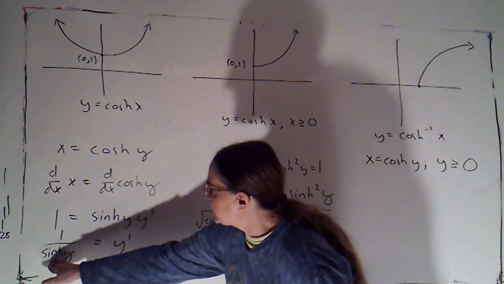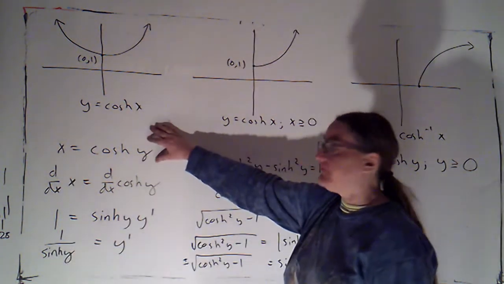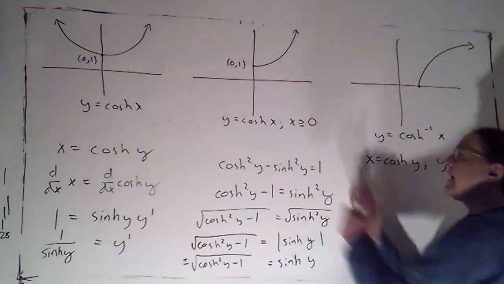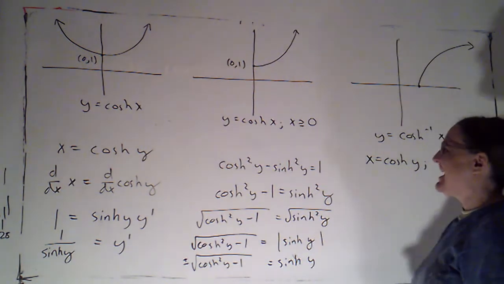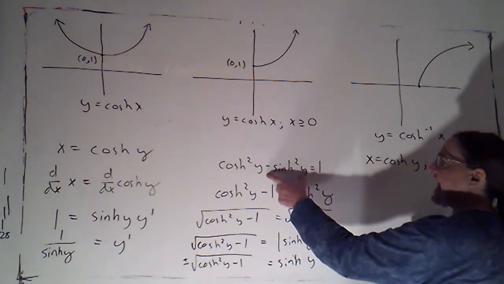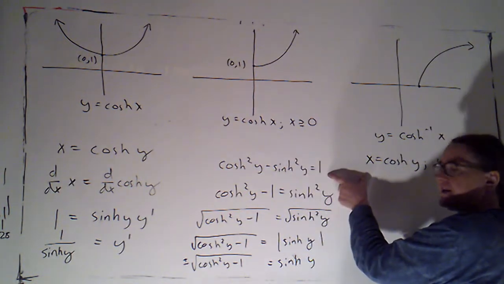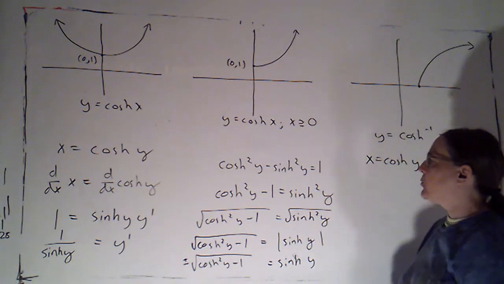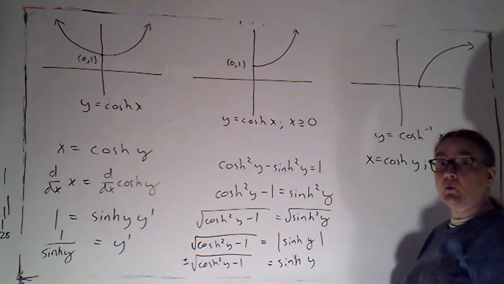We'd like to replace that sinh y with an expression involving cosh y so that we can replace it with x. So we rely on our hyperbolic trig identity. Cosh squared y minus sinh squared y is 1. Now I just added the sinh squared y over to this side and then subtracted the 1 over. So we've got cosh squared y minus 1 equals sinh squared y.